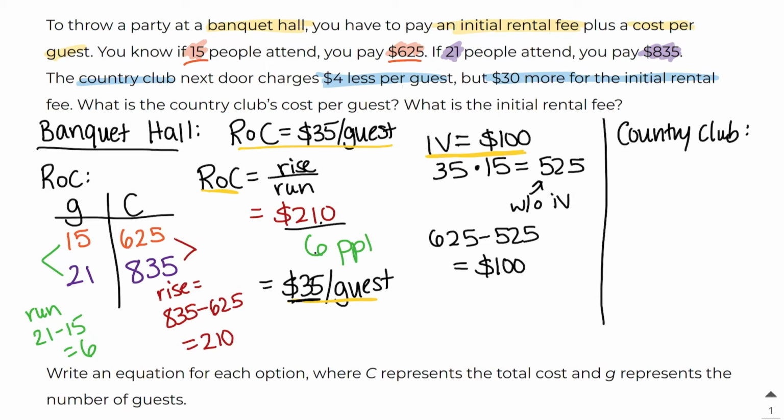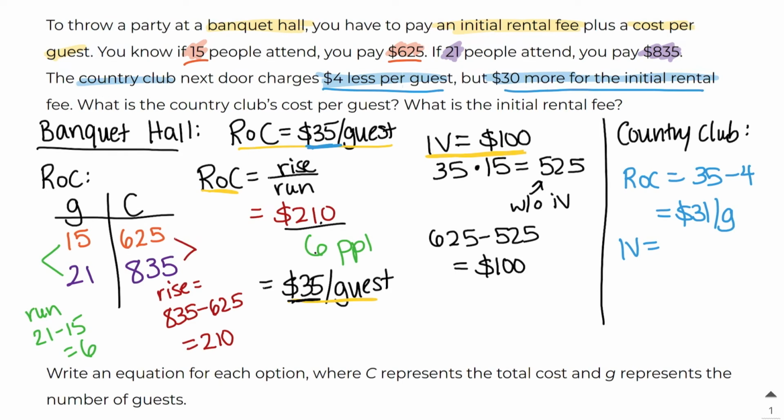And for the country club, we know that the rate of change is $4 less per guest. So I would take the 35 that we originally got, subtract 4 from that, and we know it's $31 per guest. And we know that the initial value is $30 more for the initial rental fee. So I would take this $100, add 30 to it, and I would get $130. So now we know that cost per guest is equal to $31, right? That's the answer to the first question. And that the initial value is equal to $130.